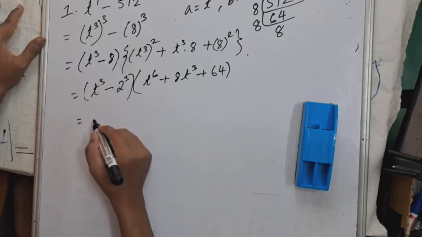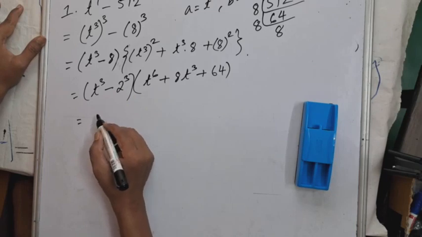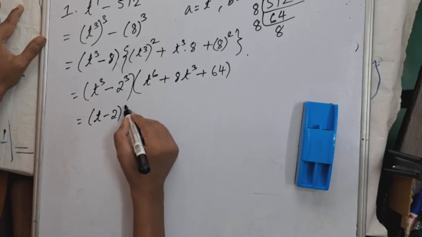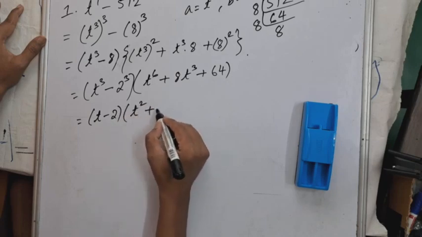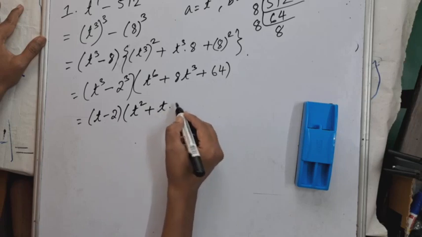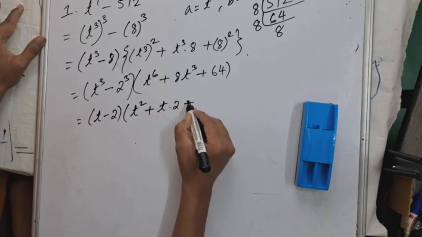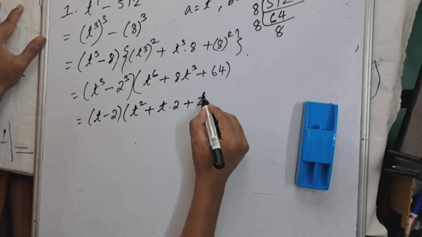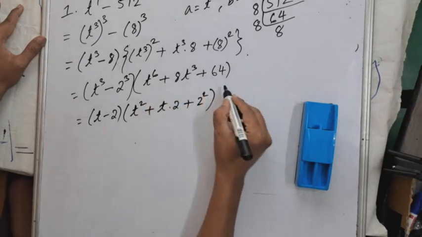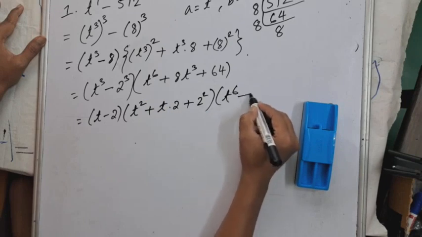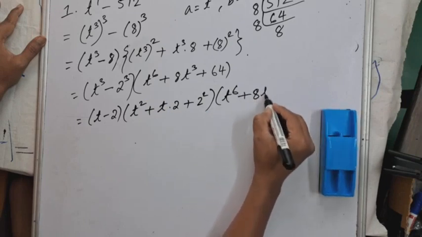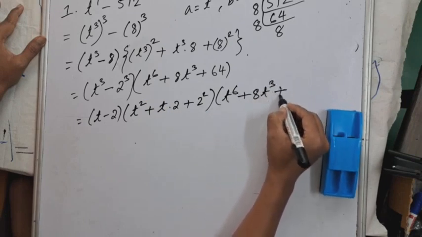So let's apply the formula a cube minus b cube again. So a minus b into a square plus ab plus b square, where a is t and b is 2. Here b square is 2 square. This we write as it is, t to the power 6 plus 8t cube plus 64.